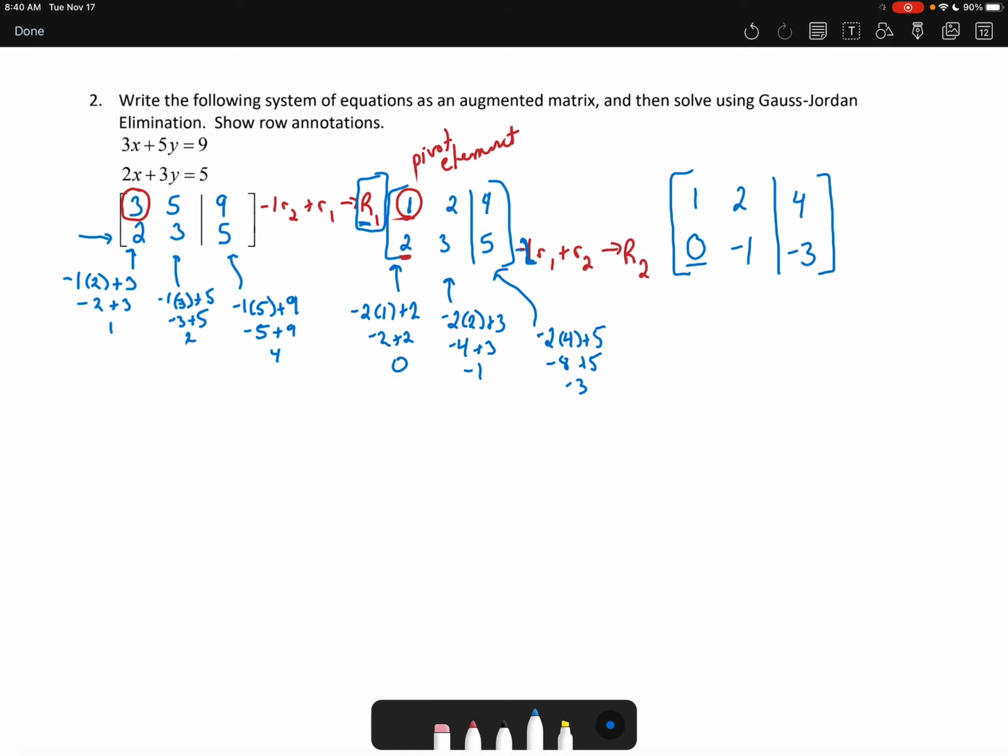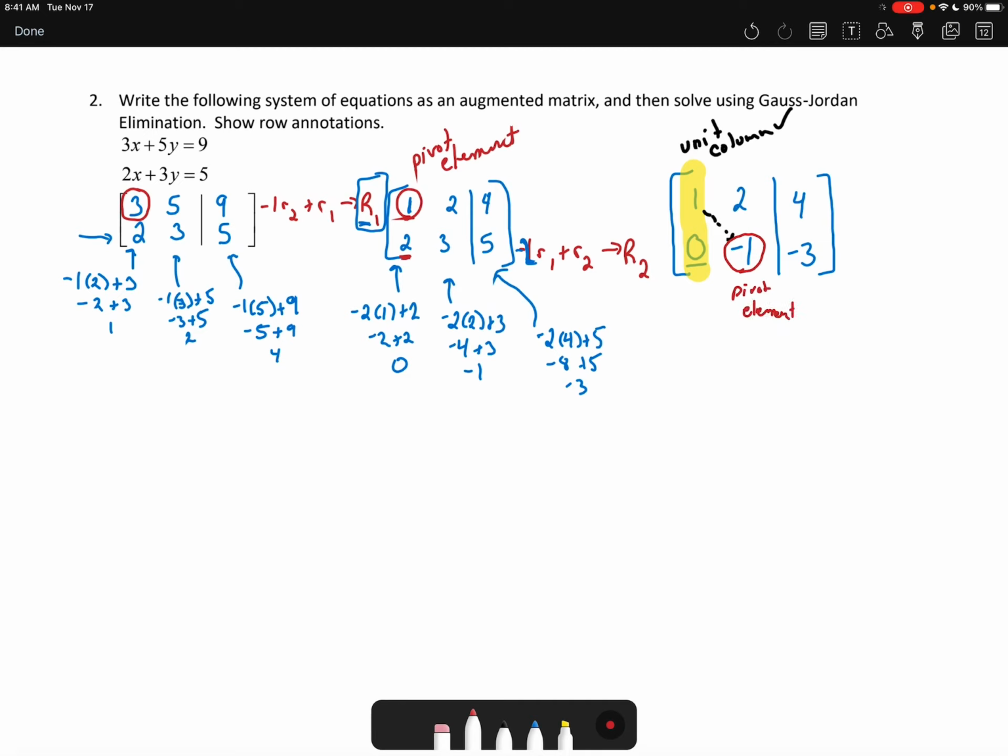So what I've accomplished at this point is putting this column as a unit column. That means that column is done. It has a leading 1 and it has zeros above and below that. So that column is finished. I now move down to what would be my next leading 1. So I now need to turn this number right here into a leading 1. So this is my new pivot element.